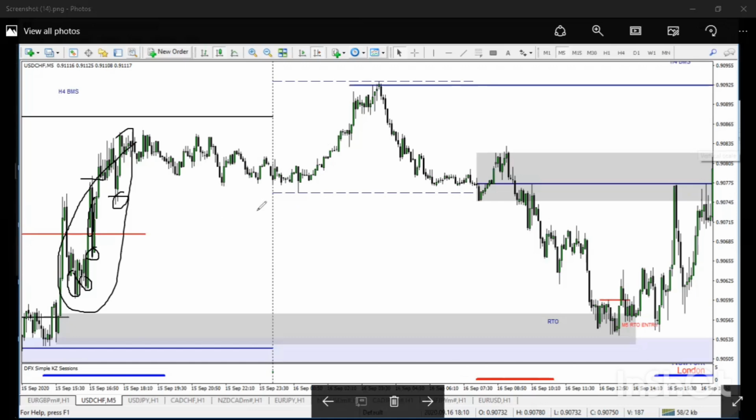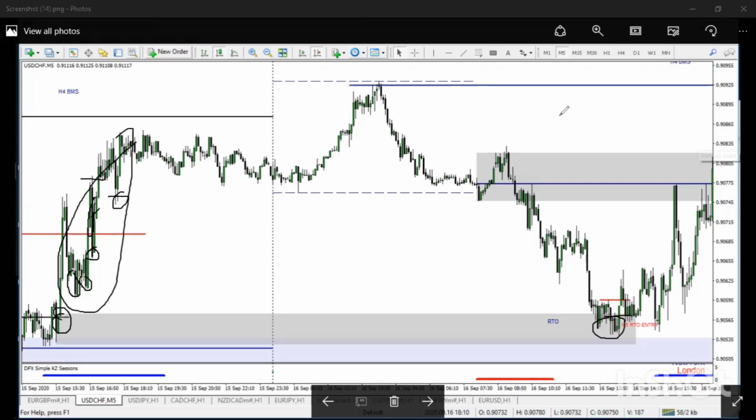So that's what you should also be looking at. They already mitigated all these order blocks. They're no longer fresh. The only fresh one is the one down here. So that's why price came down here, because all these ones were used yesterday. This was yesterday. They were used up.